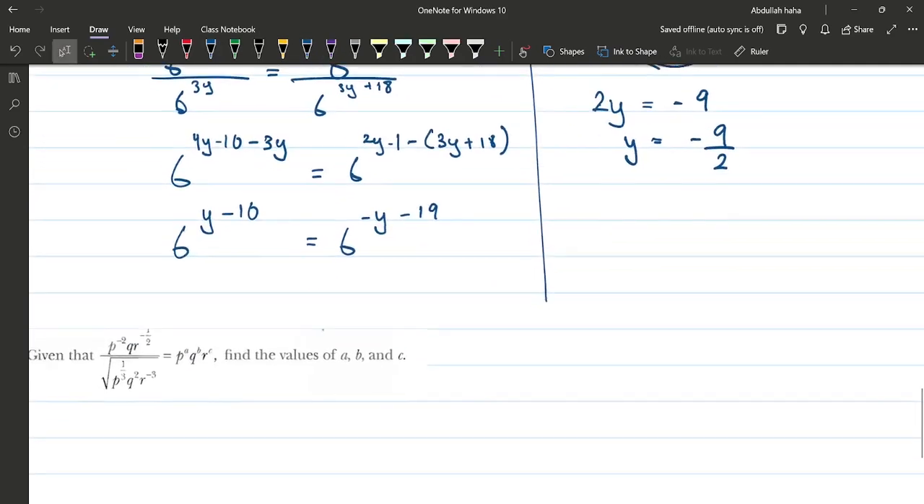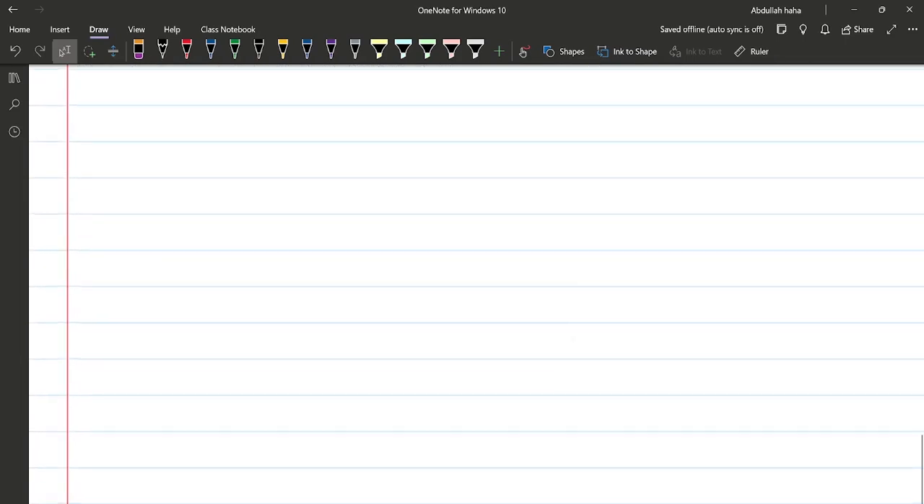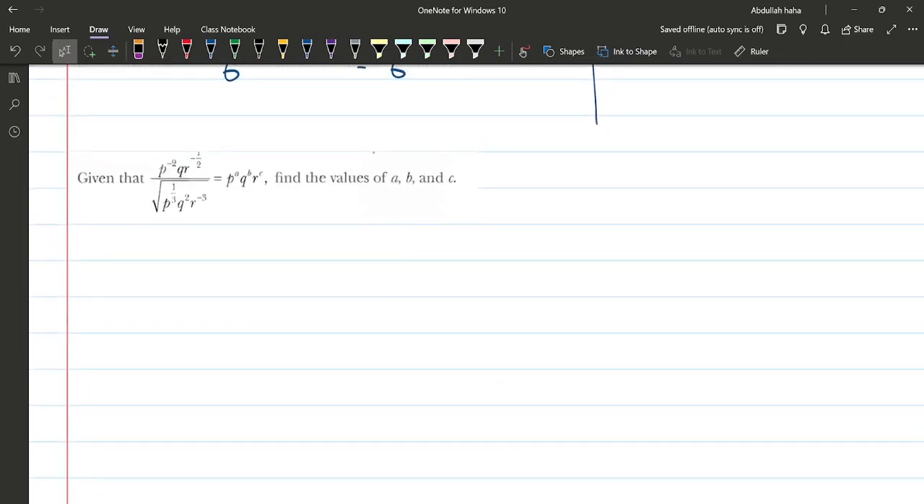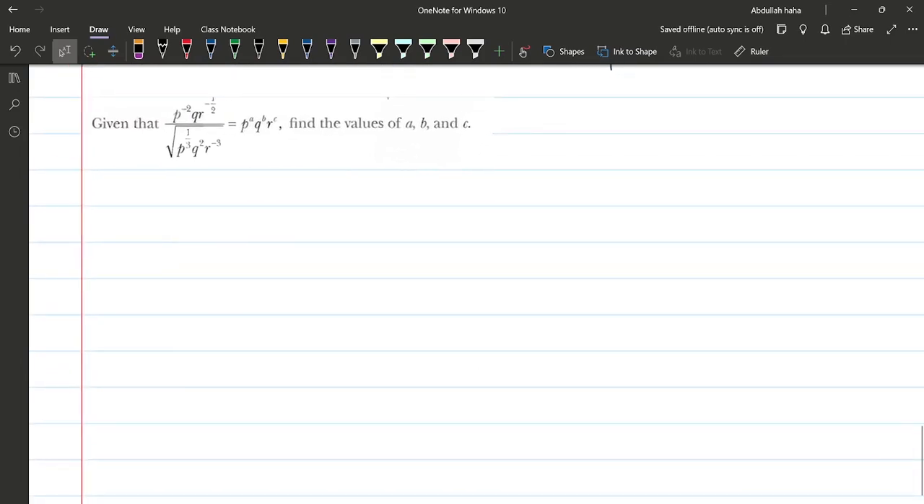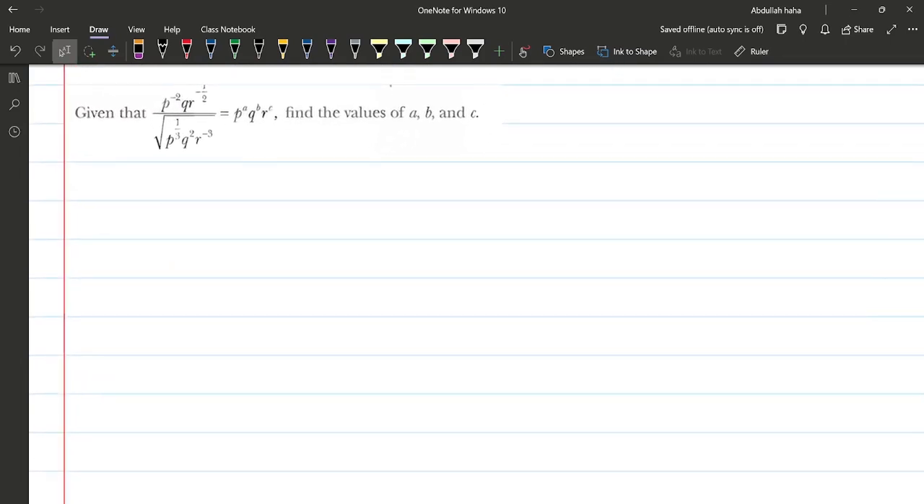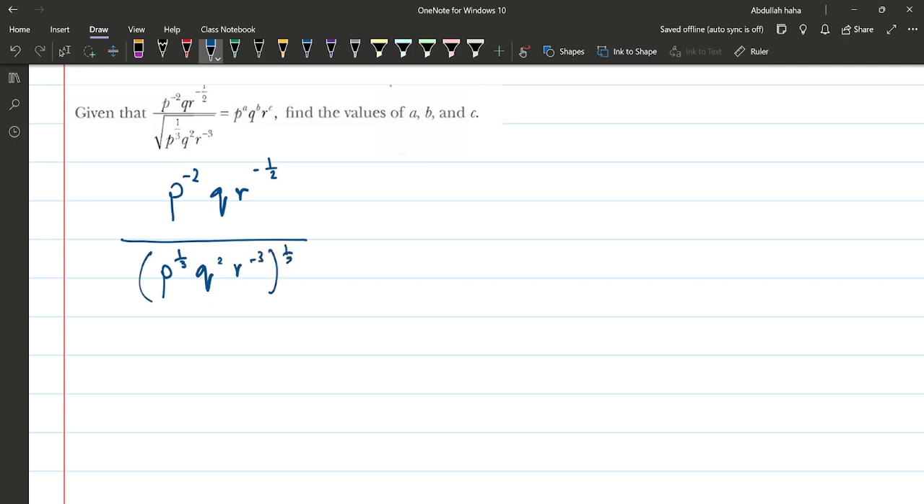Alright, so let's move on to the last question. Okay, so this one is also from a past exam. All we have to do is simply do the same procedure. It's nothing too complicated. Alright, so we're going to rewrite this as simply as possible. So p to the power minus 2, q r minus r to the power minus 2 over p to the power 1 over 3, q to the power 2, r to the power minus 3, all to the power of half, because square root is equal to a power of half.